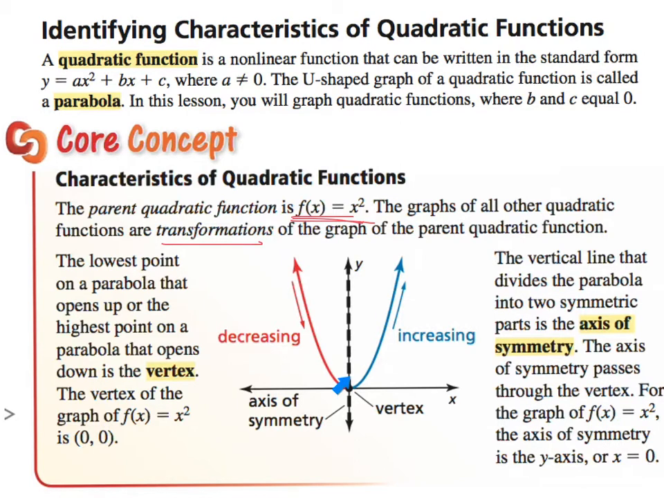For this graph, y equals x squared, the axis of symmetry is the y-axis, which is the line called x equals 0. This is going left to right. Graphs go left to right. Even though there's an arrow here, we go left to right. So as this is decreasing, it decreases as it approaches the vertex. Once it hits the vertex, it increases.